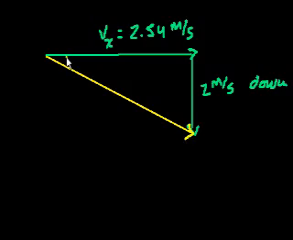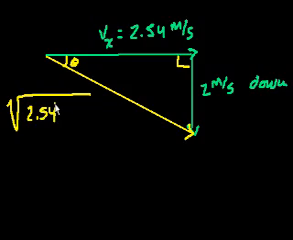And now we have to figure out this angle and this side. Well, this side is easy because this is a right angle, so we use Pythagorean theorem. So this is going to be the square root of 2.54 squared plus 2 squared. And what's 2.54 squared?